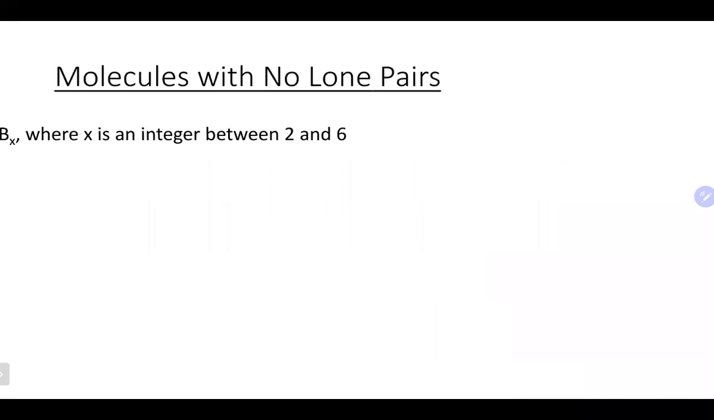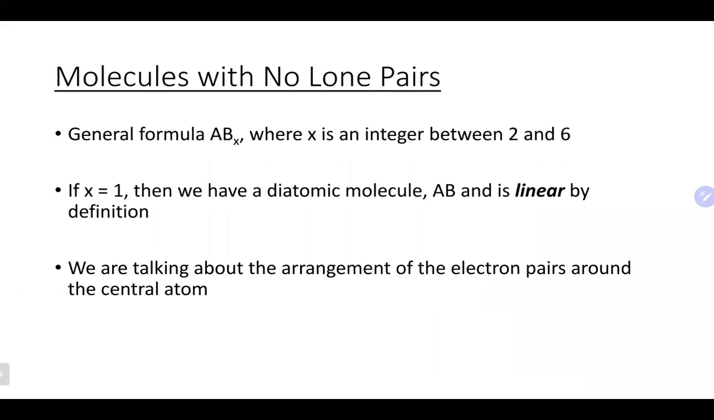All right, so let's take a look at the simplest thing that you could ever have, which is a diatomic molecule. The diatomic molecule obviously has only 2 atoms. There's no central atom, basically 2 atoms. Whenever you have a diatomic molecule, it is going to be linear. Don't even think about it.